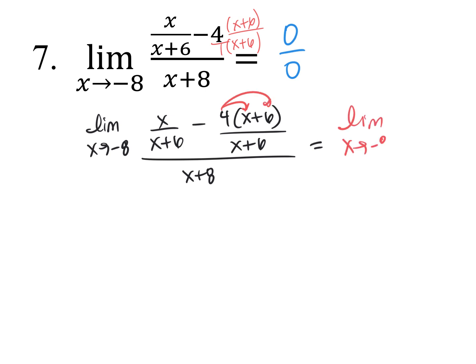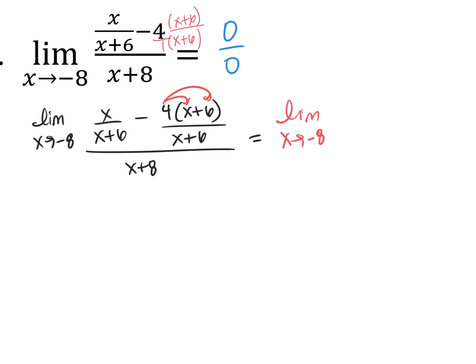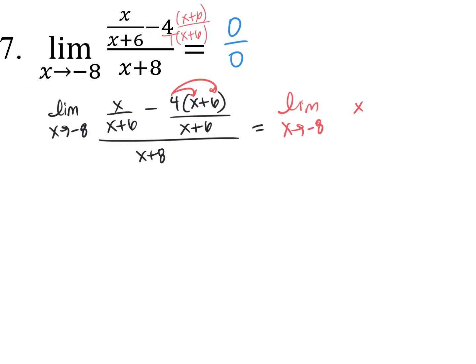X approaches -8. We have x over x plus 6. Then, if we put that x plus 6 together, what would we get when we distribute this? Careful with that negative. You got it. Minus 4x minus 24. Is that right?